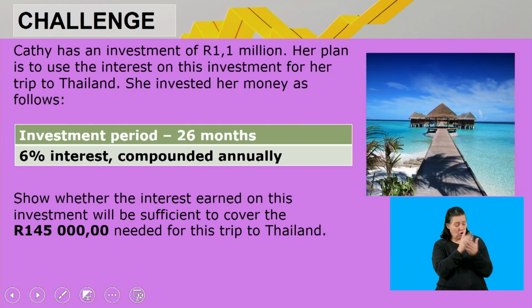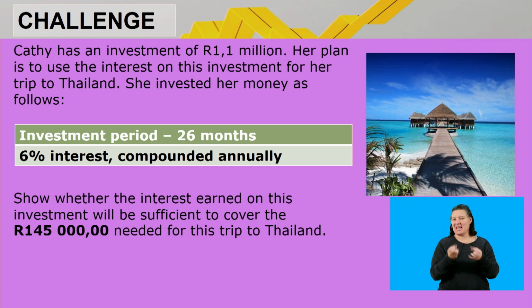Please avoid these errors. Guys, just before I say goodbye, I would like to leave you with a challenge for this upcoming week. In the challenge, Kathy has an investment of 1.1 million rand. Her plan is to use the interest on this investment for a trip to Thailand. She invested the money as follows. The investment period is 26 months. Interest is 6% compounded annually. So you need to calculate the following.